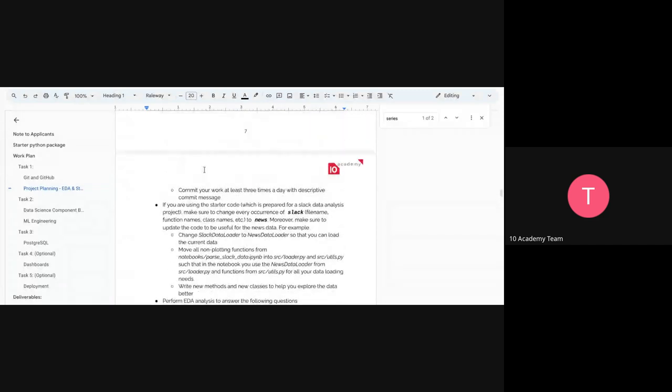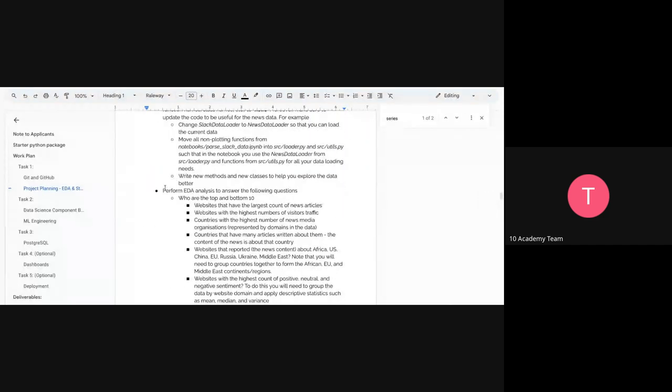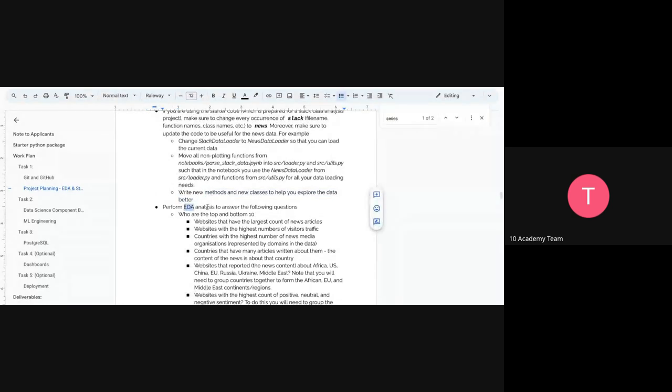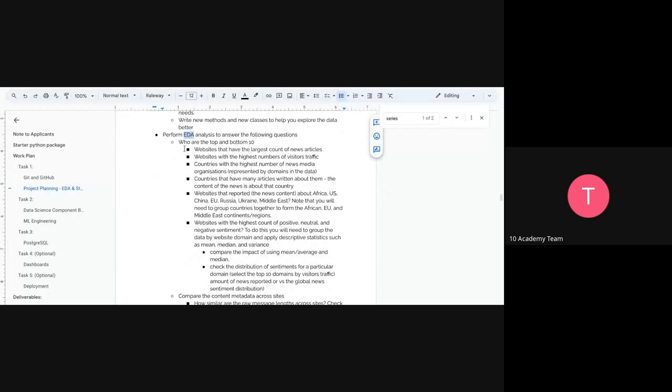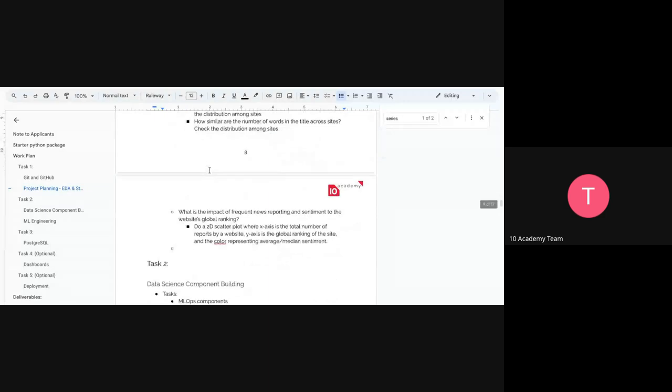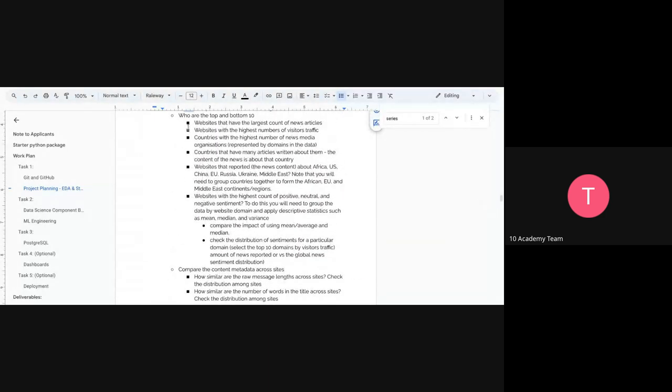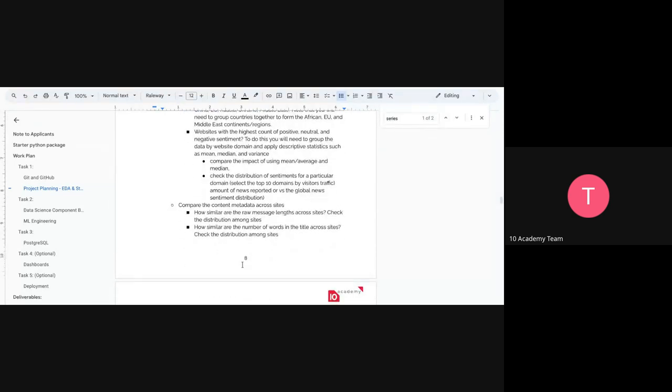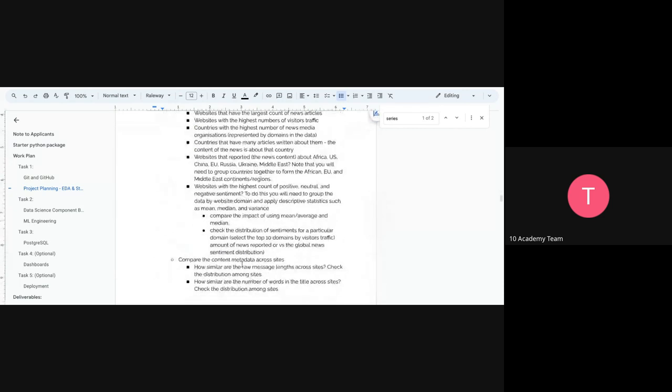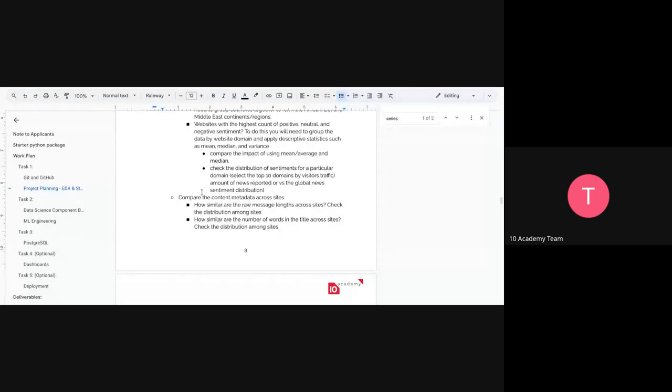So this is task one, performing ABA analysis, and it's in parts, right? You are given these, and you can look for more stuff, of course. But these are the things you can take as guidance, trying to answer these questions. So this is what ABA is. You're trying to understand your data. You try to extract information from the data and understand the patterns, and later also prepare the data for the next steps.